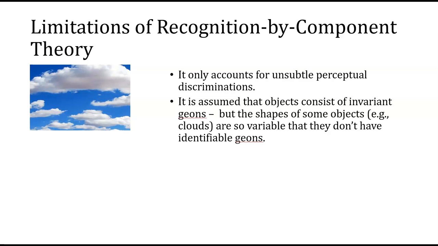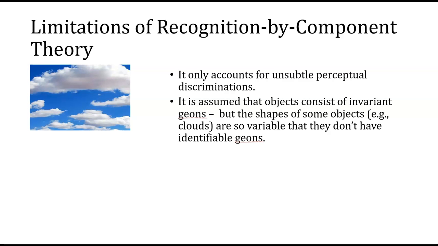However, there are some limitations of this theory. First, this theory only accounts for fairly unsubtle perceptual discriminations. For example, it allows us to decide whether an animal is a dog or a cat, but not whether it is our dog or cat.